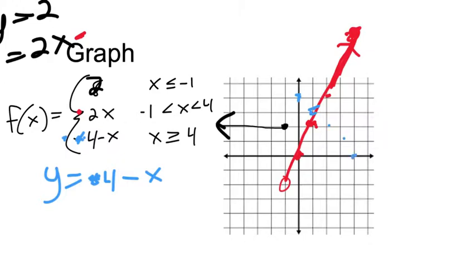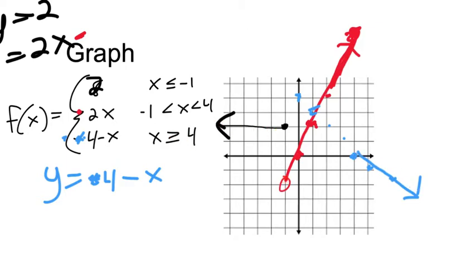Here is where I'm going to make my first closed dot. And then I'm going to go down 1 to the right 1 and down 1 to the right 1. This is where that piece is graphed. And it is a line because it keeps going to infinity. X is greater than or equal to 4. It doesn't have an endpoint.